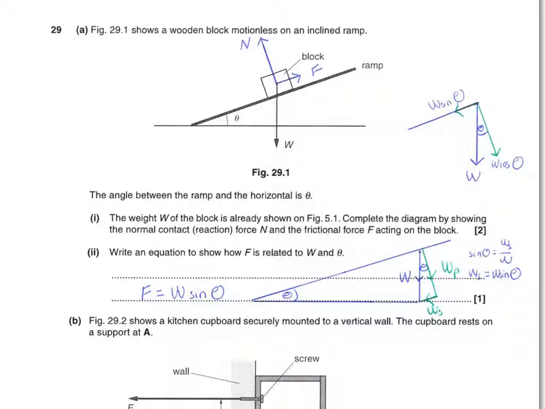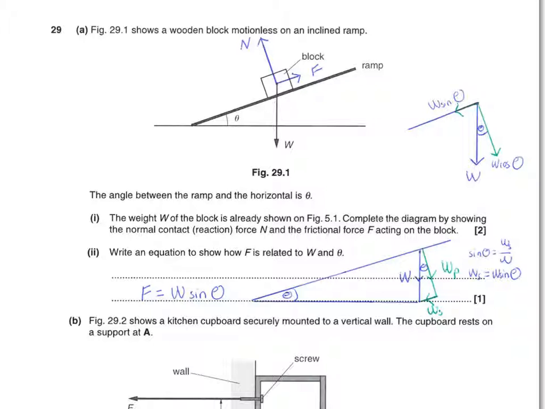Next we have to write an equation to relate this friction force to the weight and the angle. So we need to look at the situation, remember it's in equilibrium, and establish that the component of the weight that's acting down the slope must be balancing the friction force that is acting up the slope. We can ignore the normal reaction because that's perpendicular, so will have no effect in this direction.